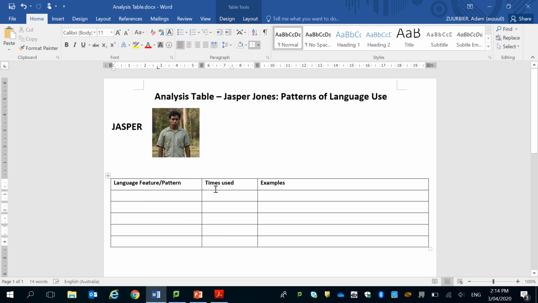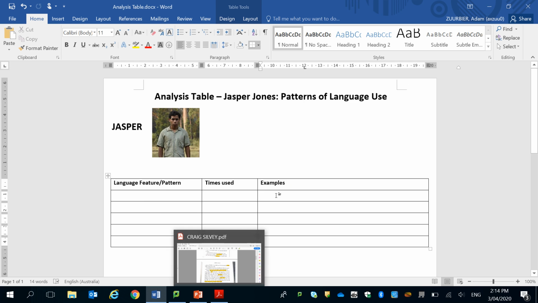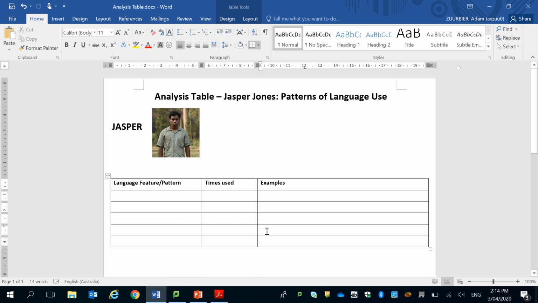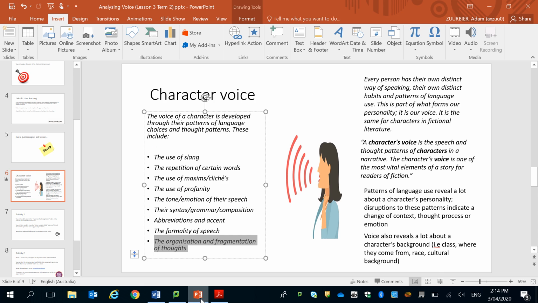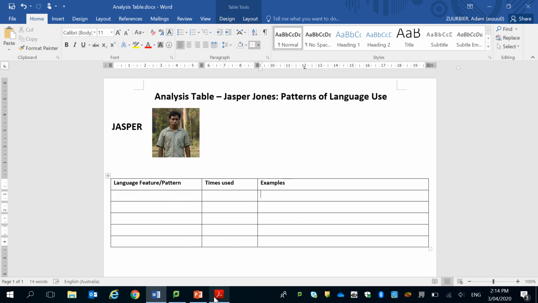So patterns of language use will go in there. We're also going to count up the amount of times that that particular pattern of language use, or language feature, has been used in the excerpt that we've just read. And then we're going to copy down a couple of examples from the excerpt that we've identified into the table as well. Okay, so that's what we're doing. We're taking an analysis from here and putting it into our table here.